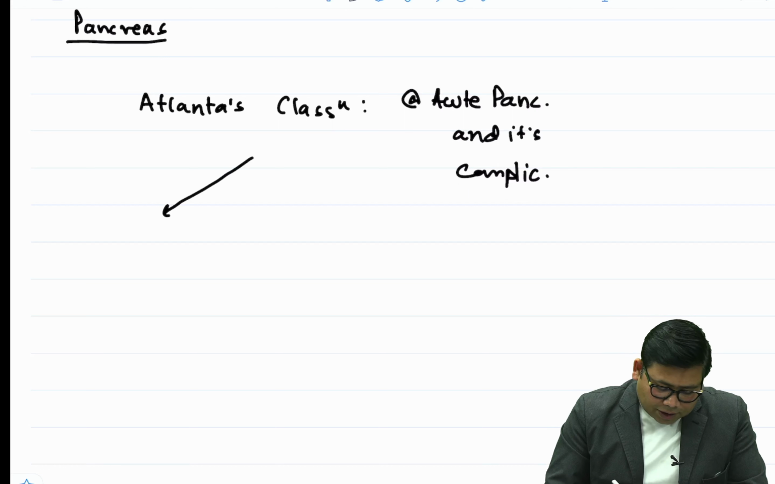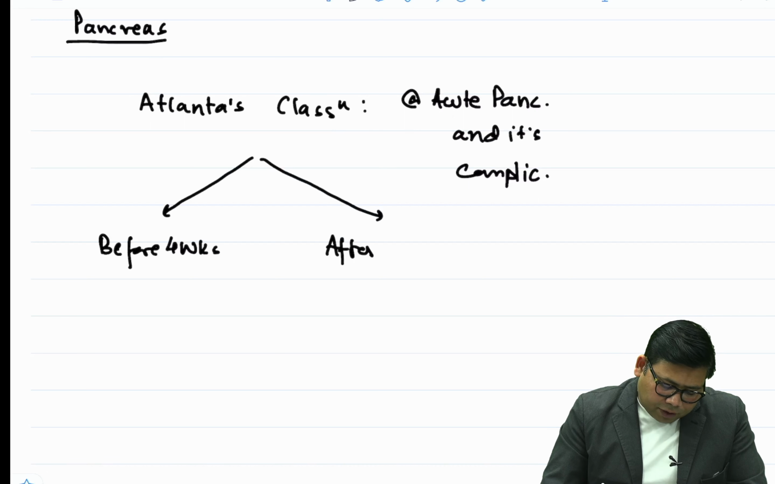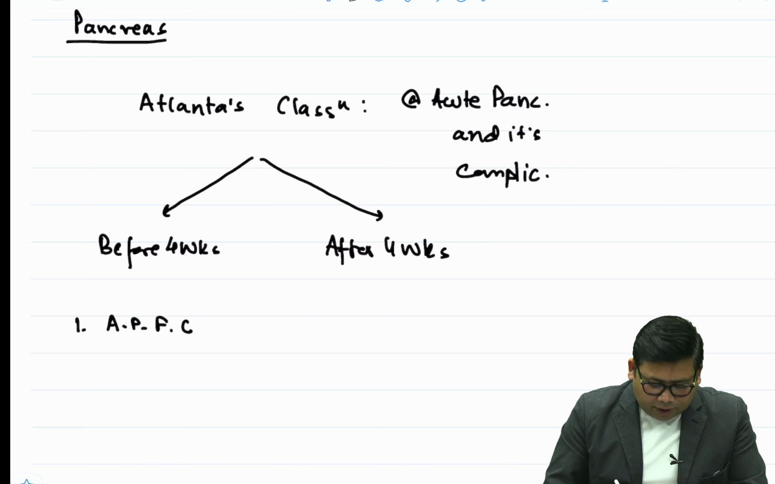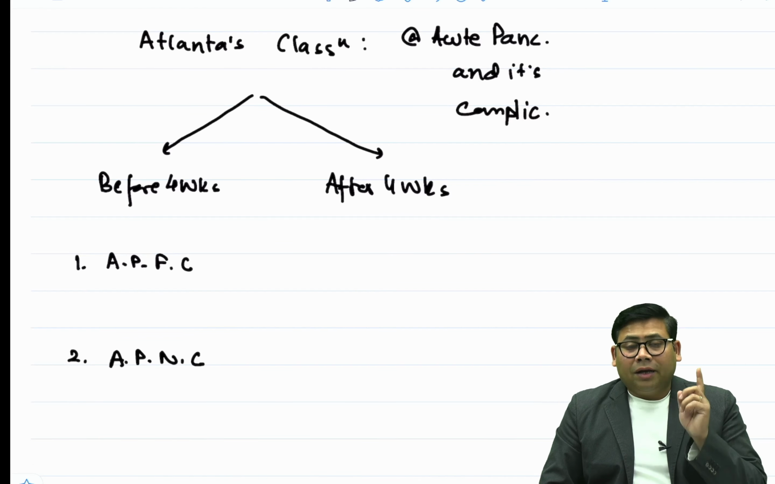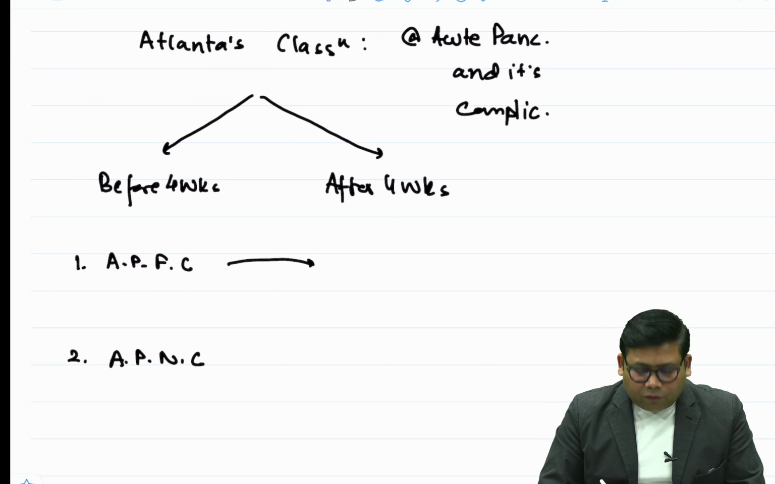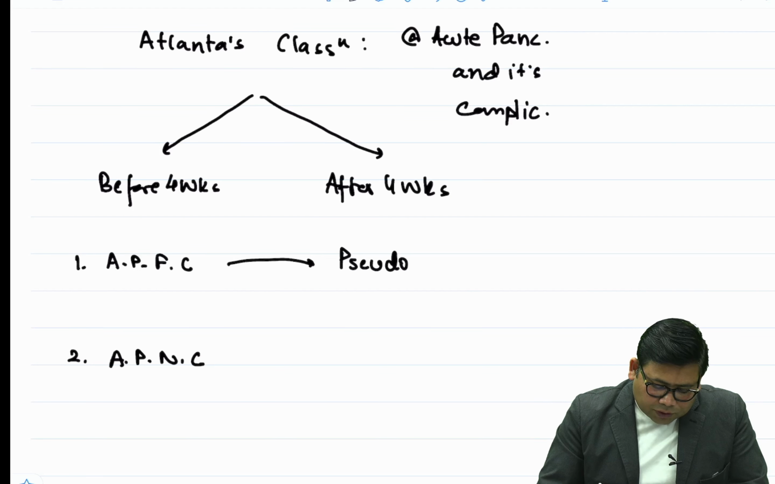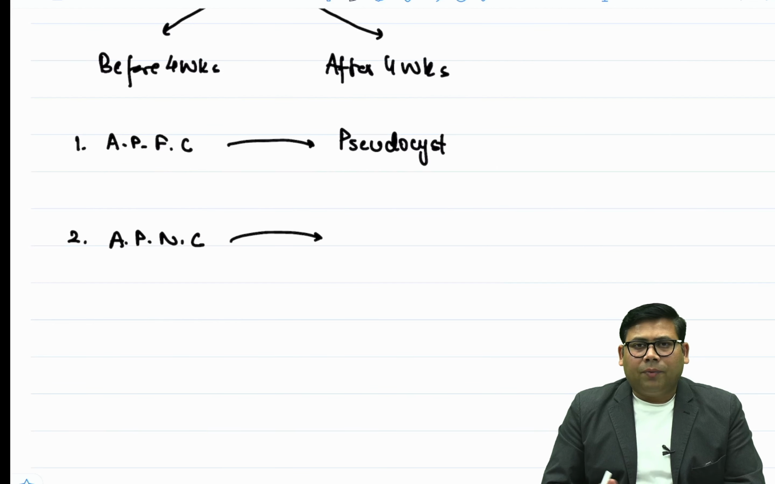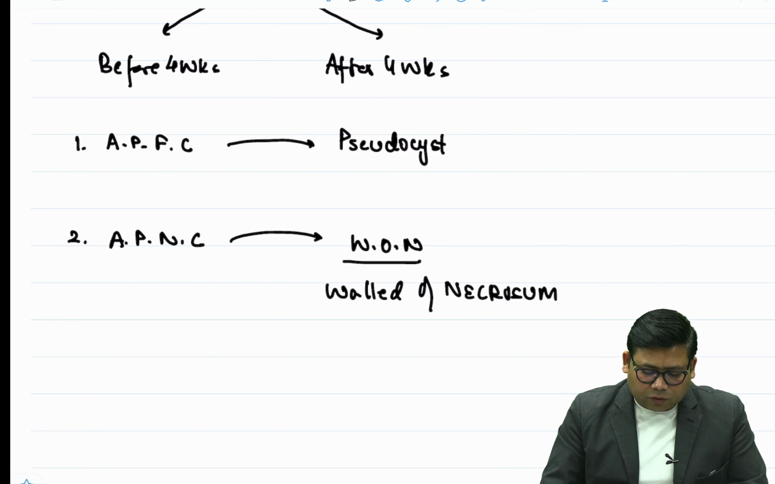According to the Atlanta classification, we divide it into two groups, before 4 weeks and after 4 weeks. Before 4 weeks, we have acute pancreatic fluid collection, APFC, when there is only collection of pancreatic fluid. And if there is necrotic peripancreatic tissue also, we say ANC. What is ANC? Acute necrotic collection. The same thing after 4 weeks forms a well-defined granulation tissue wall, and that becomes a pseudocyst. So pseudocyst is a complication after 4 weeks. Similarly, ANC after 4 weeks will convert itself into WON. What is WON, students? Walled-off necrosis, or walled-off necrosum, anything you can say.